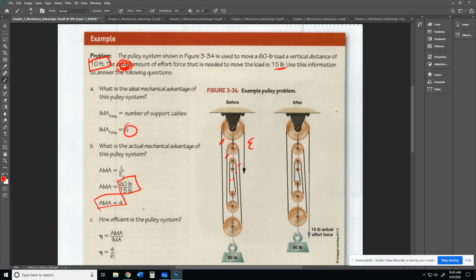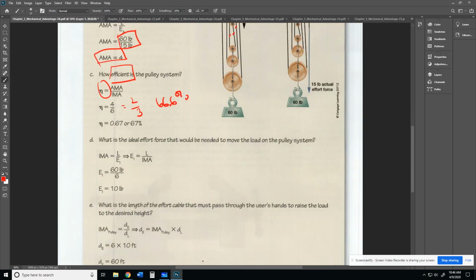Next part of the question is how efficient is it? Well, we know that in the real world, efficiency is going to depend on friction, on real life situations, all kinds of things. This little guy here, I don't remember what the Greek letter is for that, but that stands for efficiency. How efficient is this pulley system? Well, if we divide the actual mechanical advantage by the ideal mechanical advantage, we have 4/6, or 2/3, or if you were to do decimal, it's 66.6%. So that is going to be your efficiency.